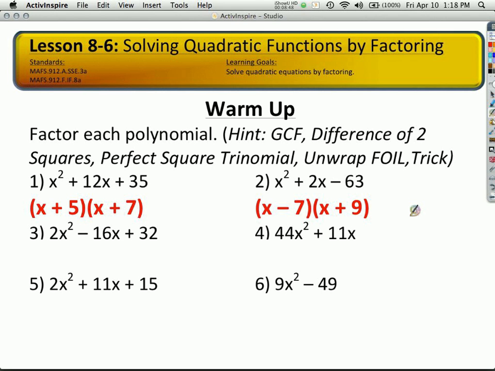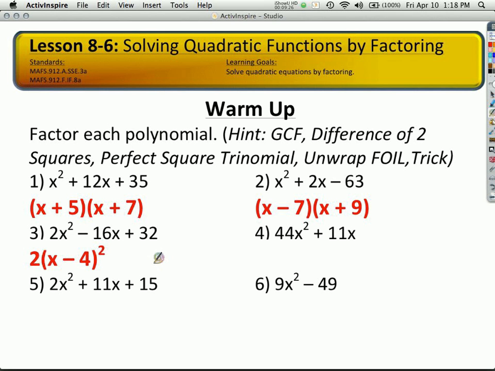Number 3, what did you get? Start with David, and then Garion, and then back to Yasmin. It is 2 times x minus 4 squared. The 2 must be there, because if you don't have it there, then it doesn't come out to 2x squared minus 16x plus 32. It comes out to x squared minus 8x plus 16. So the 2 has to be there.